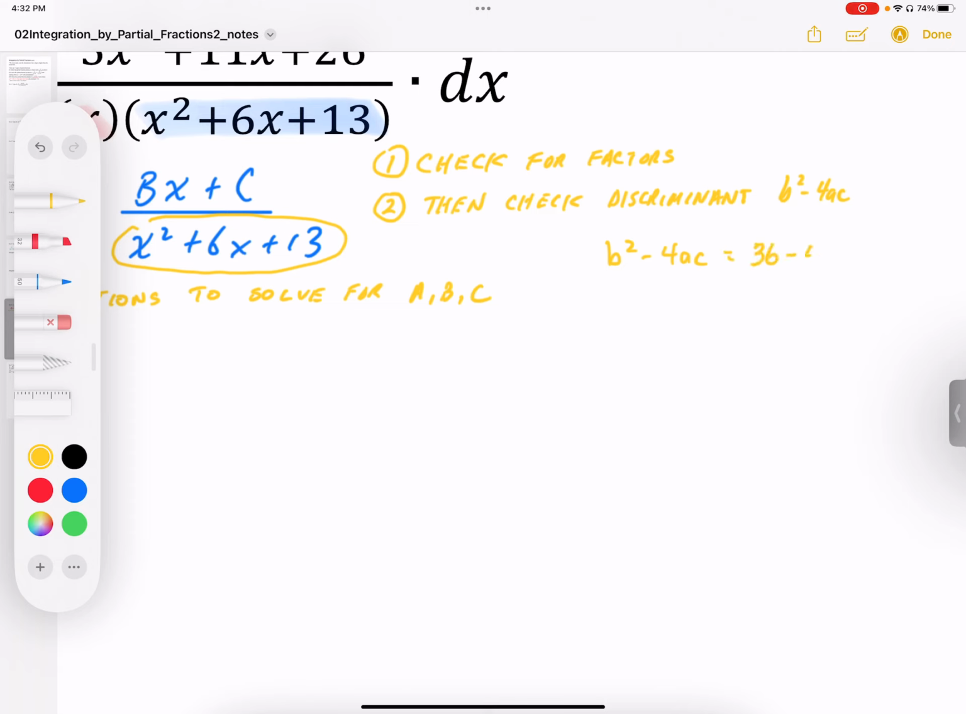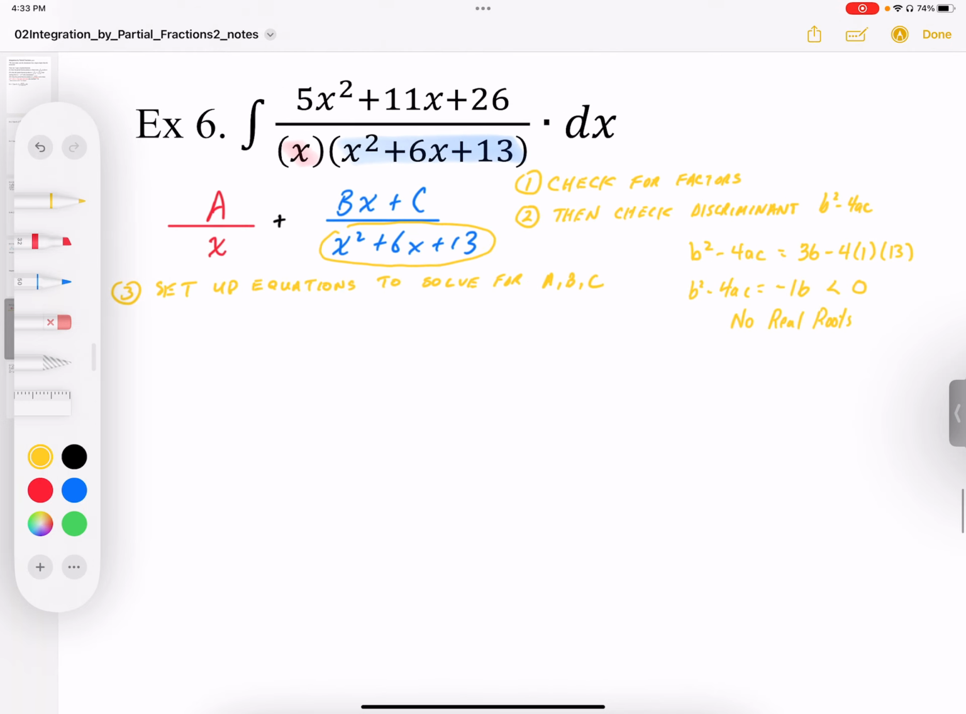which is 36 minus 4 times 1 times 13. We check this value and end up with negative 16, since 36 minus 52 is negative 16. The fact that it's negative means it's less than 0, so b squared minus 4ac is less than 0. There are no real roots. What that indicates is that this is type 3, or the arctan type.